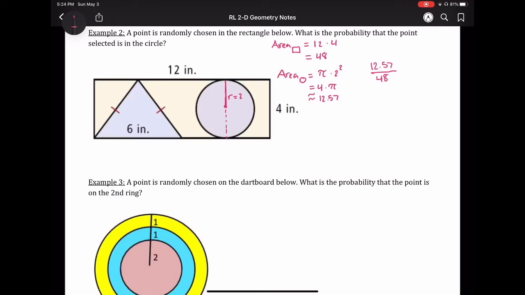Now, in general, you don't really want to leave a decimal on top of a fraction, so the best thing you can do here is multiply both the top of the fraction and the bottom of the fraction by 100, and that's going to get that decimal out of there. So I have 1,257 on top and 4,800 on the bottom. And if you're interested in simplifying this fraction, which with probability you don't always have to, but sometimes it does make things easier. So if you are simplifying, I'll go ahead and cut to the simplified answer for you here. You should end up with 419 over 1,600. So that would be your simplified version.